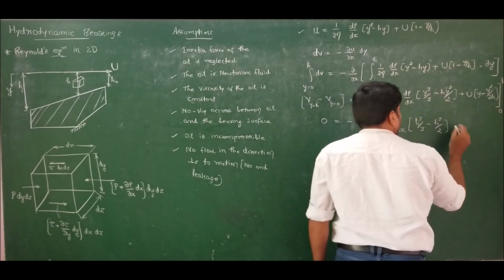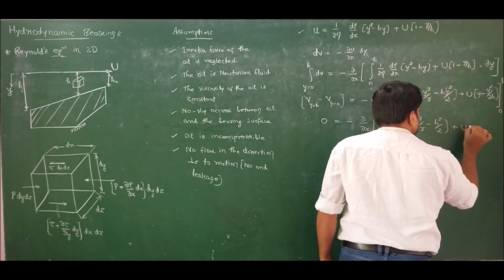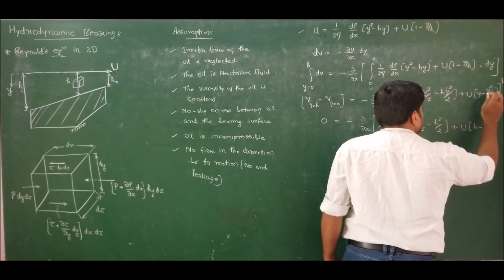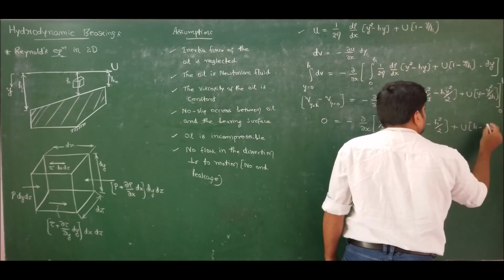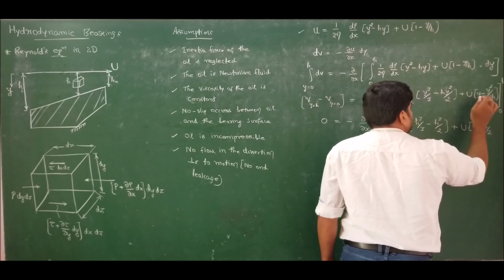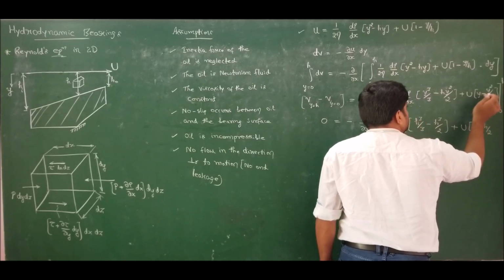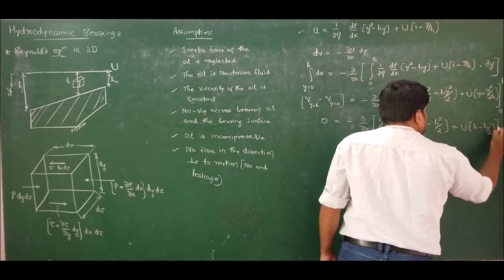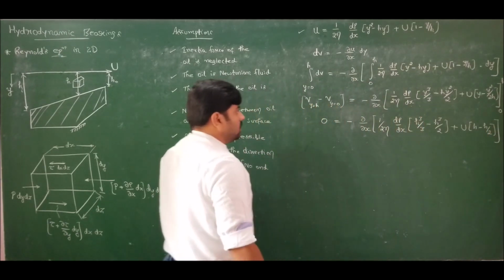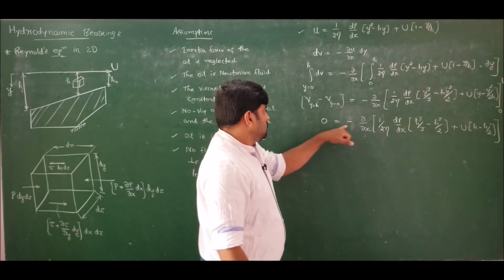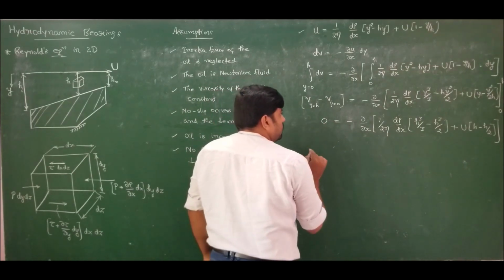Leave it. Plus maximum velocity is u. Upper limit is h minus h square by 2h, it is h by 2. Lower limit is 0. 0 minus 0 is 0. 0 into anything is 0. Leave it. So this is what I got. Now send this negative sign to the left hand side, so this negative sign will vanish.